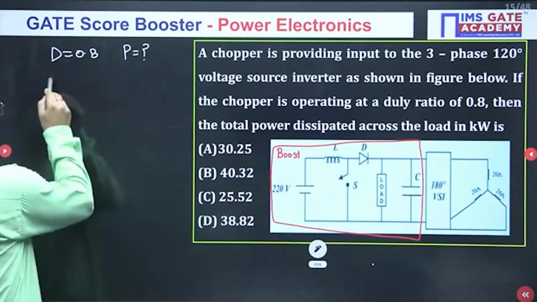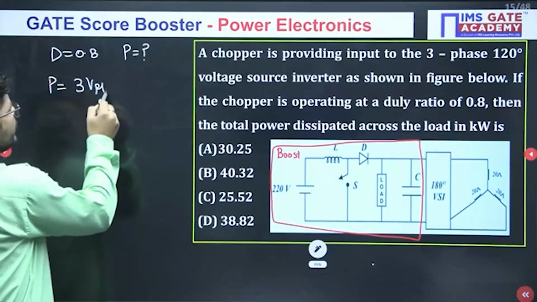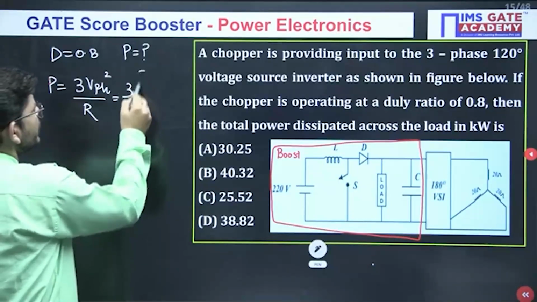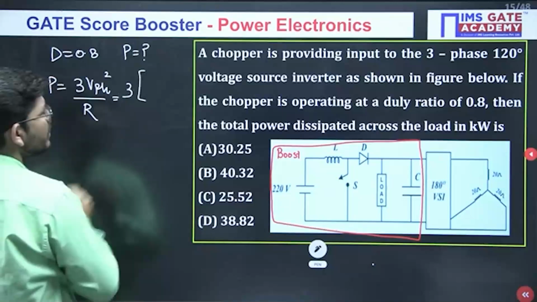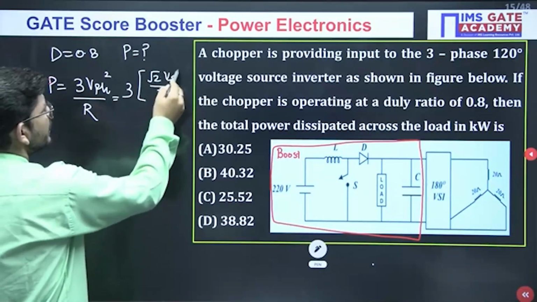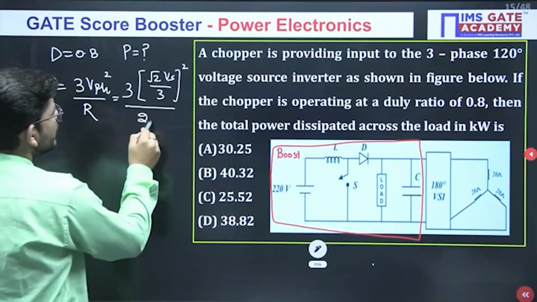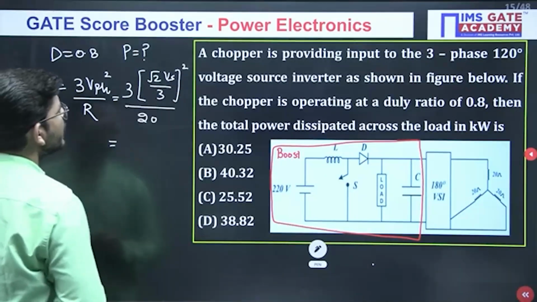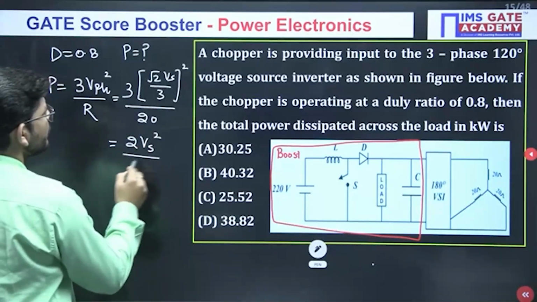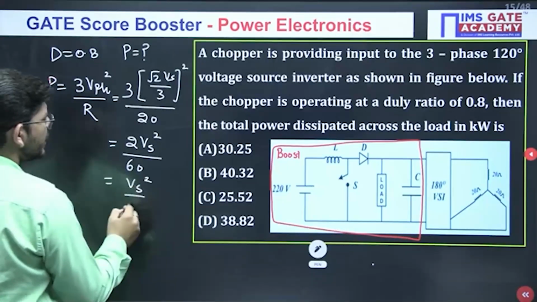If you want to calculate the power dissipated, the formula is very simple: 3 V phase square divided by R. What is the value of V phase in a 180-degree inverter? It is root 2 Vs by 3, divided by R, and what is the value of R? It is 20. So finally you will get 2 Vs square by 60, or Vs square by 30 simply.